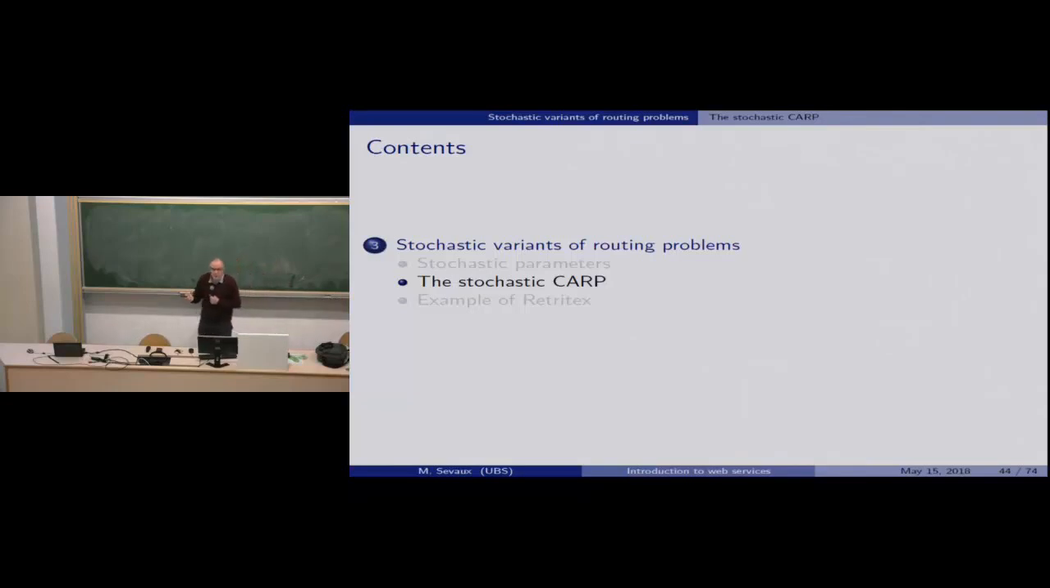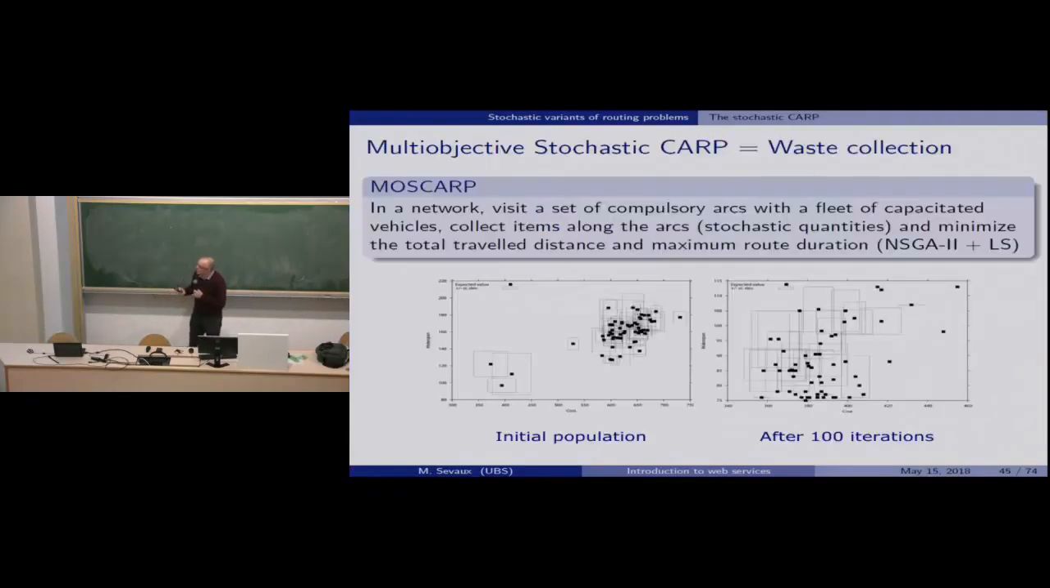One of the very nice examples is the stochastic capacitated arc routing problem. Christian presented the CARP yesterday. So the CARP is the problem of collecting some item on the edges. It's very close to the waste collection problem, but waste collection is much more complicated than the academic CARP problem. You have stochasticity in the sense that the quantity to be collected is not known in advance.